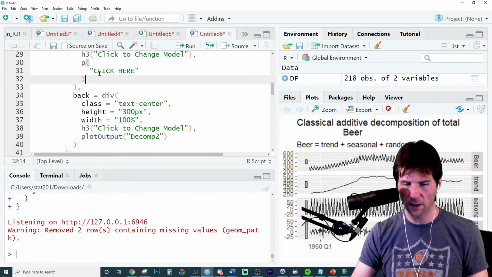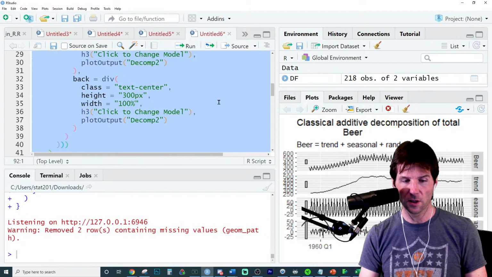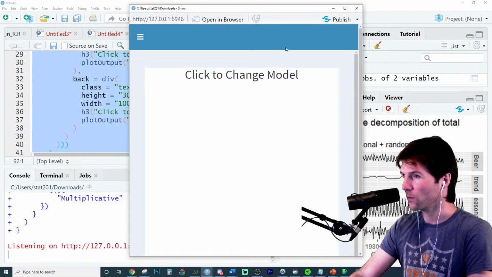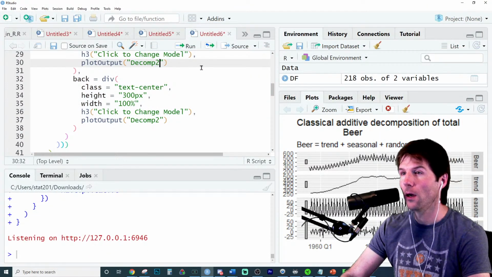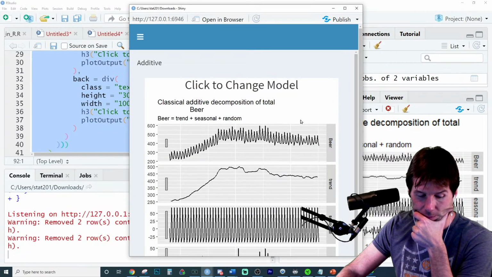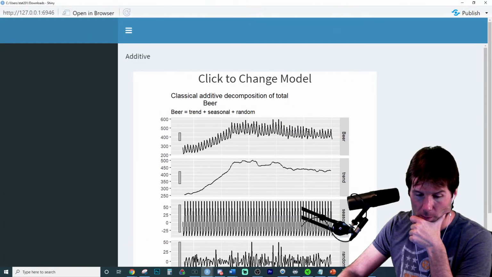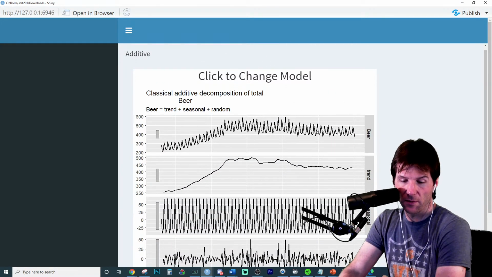Is this making sense still in what I'm doing here in just these steps to make something that we could turn in? How's this looking right here? Oh, I've got decomp 2 again, don't I? I think it's mad about that. I think you can't put the same one. There we go. So now here's the additive, here's the multiplicative.